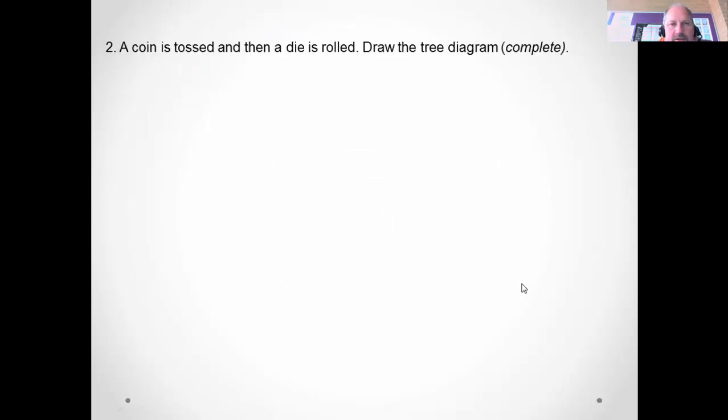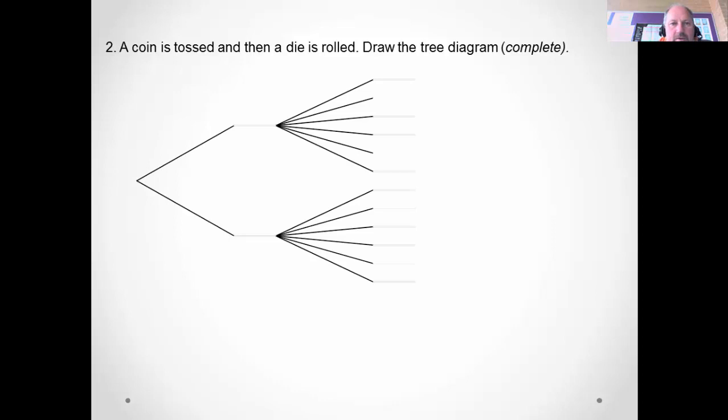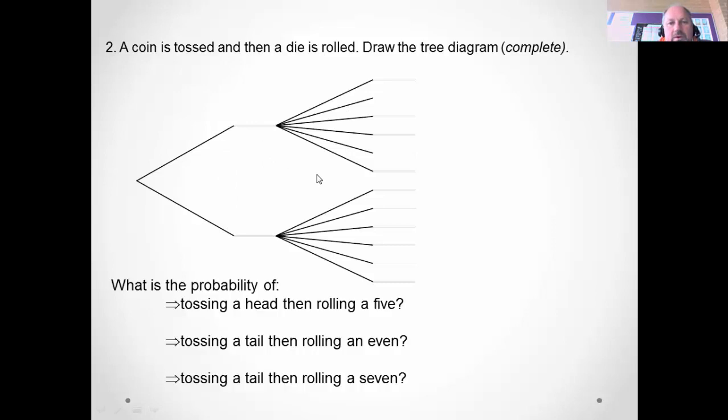The coin is tossed, then a die is rolled. Draw the tree diagram, complete in your notes. So 2 things can happen on the toss of the coin, 6 things with the die. So they're the questions we're going to answer. So we fill in the tree diagram.